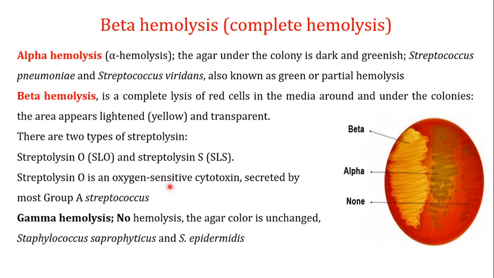Group A Streptococcus does beta hemolysis with the help of a particular enzyme present in it, known as streptolysin O, and this streptolysin O gives group A Streptococcus the ability for complete hemolysis. This complete hemolysis can also be done by another streptolysin, known as streptolysin S.